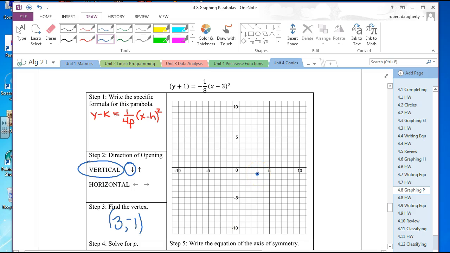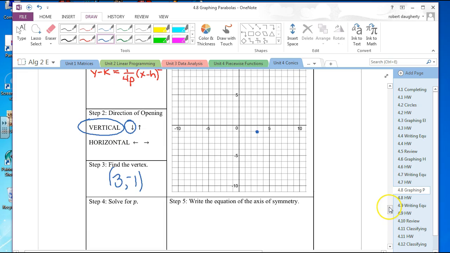Okay. Now let's figure out what p is. So if 1 over 4p equal negative 1/8, what is p? Yeah. P is negative 2. If you can't do that mentally in your head, just cross multiply. 8 equal negative 4p. Then you know that p has to equal negative 2. So I use that p value to pick 2 points. This one's opening up and down, so I go up 2 and down 2.